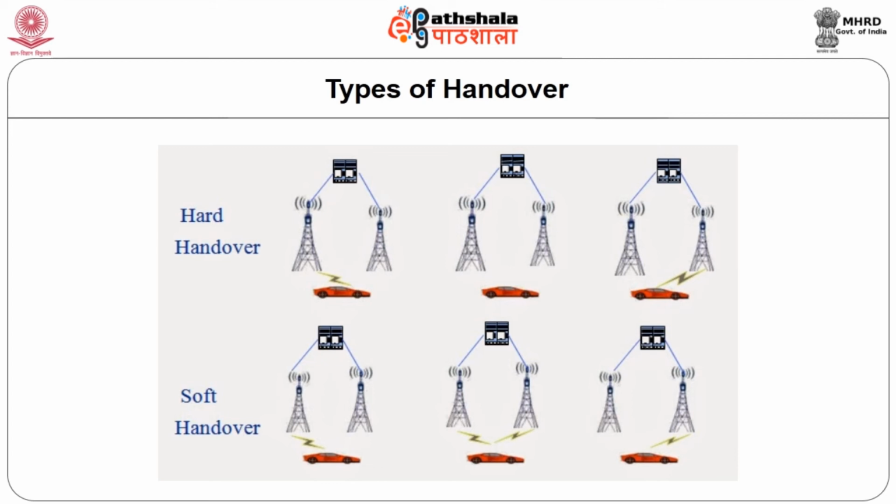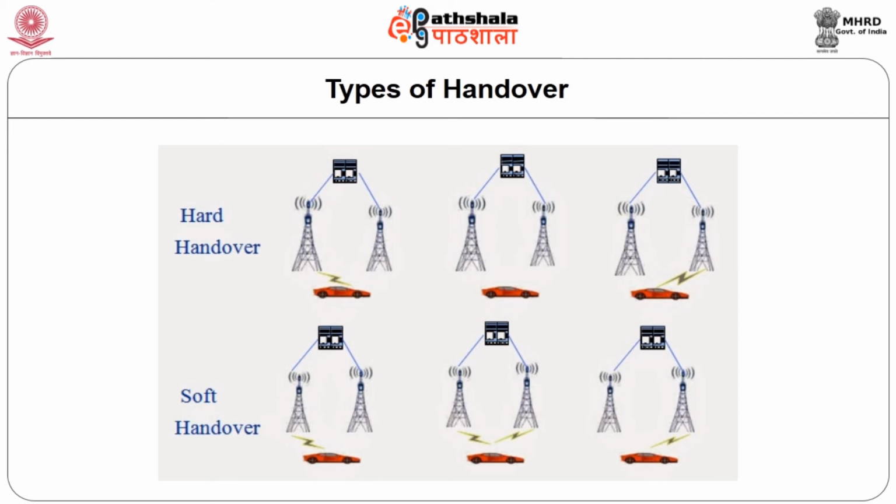Another category is soft handover. This is used in 3G technologies which use CDMA. Now in CDMA there is no frequency division, therefore it is possible to have neighboring cells on the same frequency, and this opens the possibility of having a form of handover where it is not necessary to break the connection.